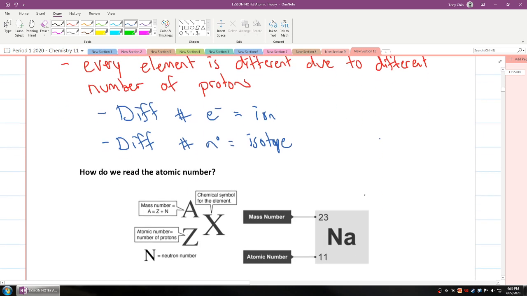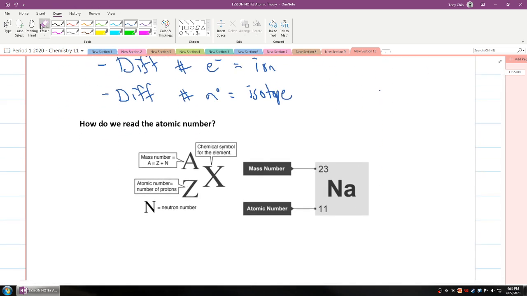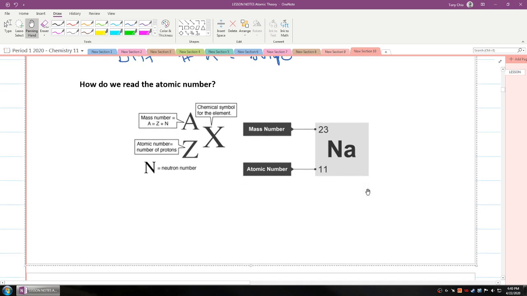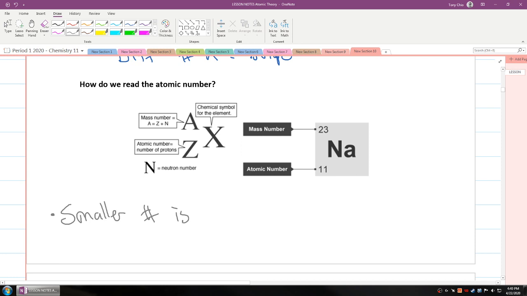So how do we read atomic number? Well, there's two different ways. This is called standard atomic notation. It's a way to represent an atom, talking about its isotope, for example, where X is the symbol, A is the mass, and Z is the atomic number. Or sometimes you'll see it like this on a periodic table as well. Just always know the biggest thing here is the smaller number is the atomic number, while the larger number is the atomic mass.